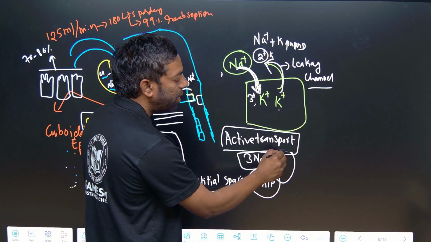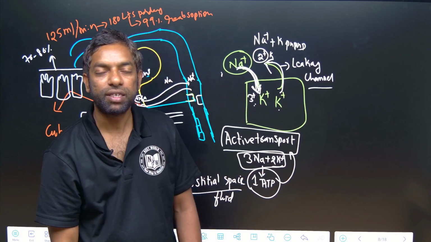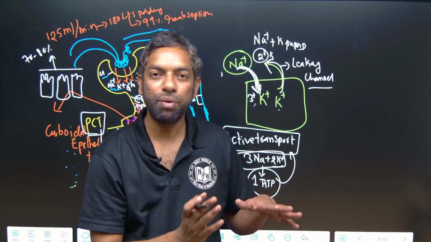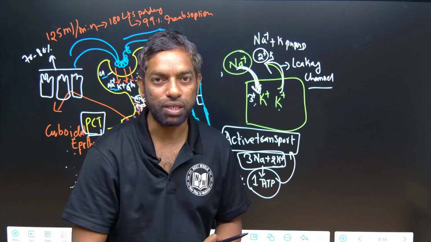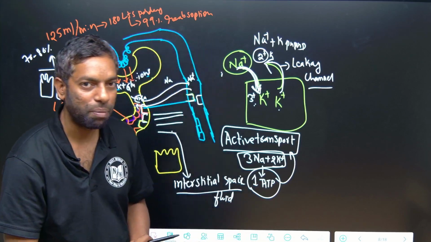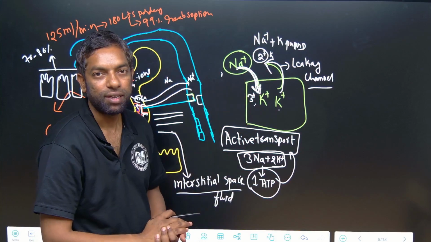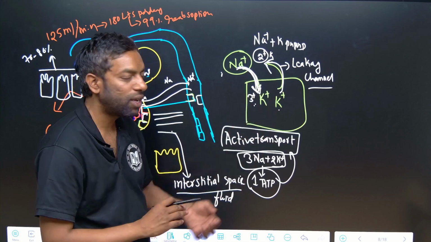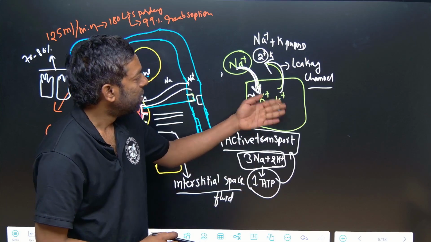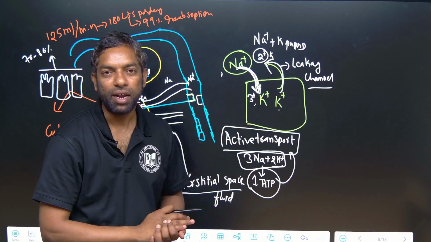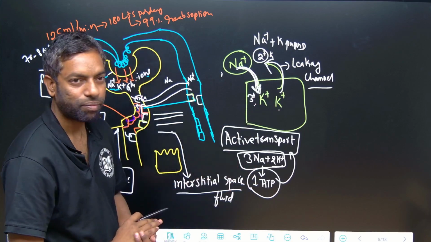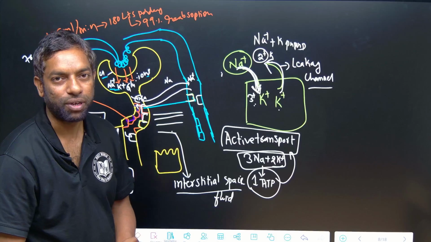In active transport, there is a utilization of energy. ATP is consumed in active transport. This is the main point: one ATP is consumed for 3 Na ions entering the tissue and 2 potassium ions exiting from the cell. This is active transport, guys.